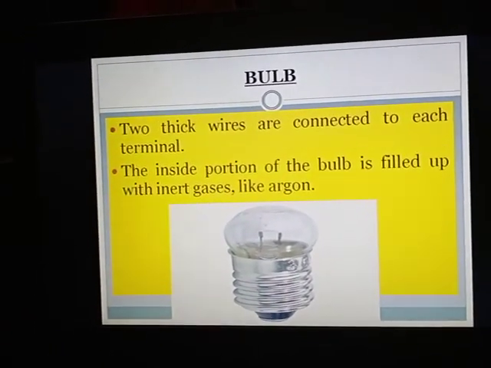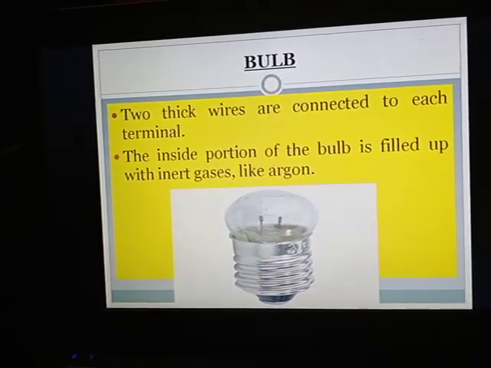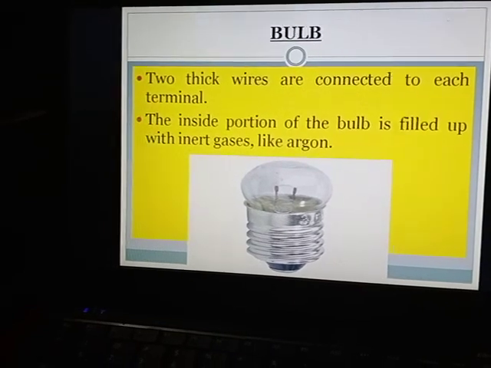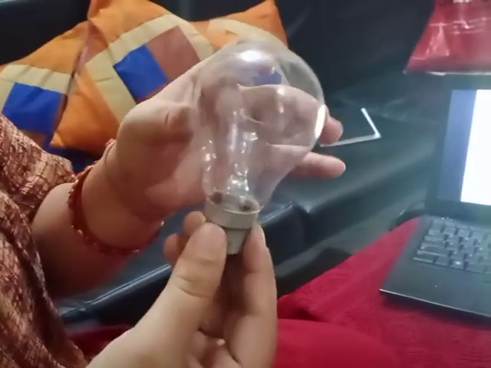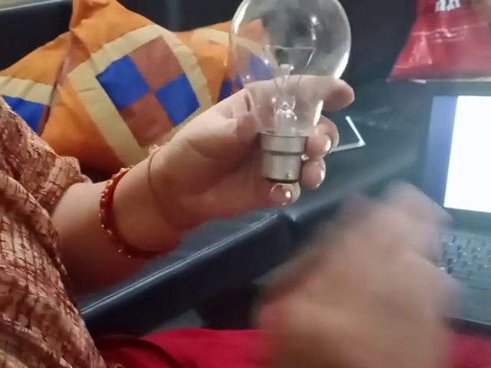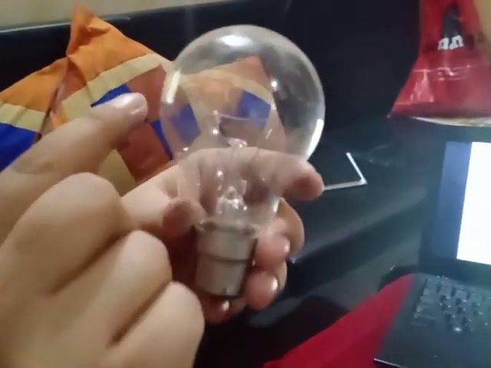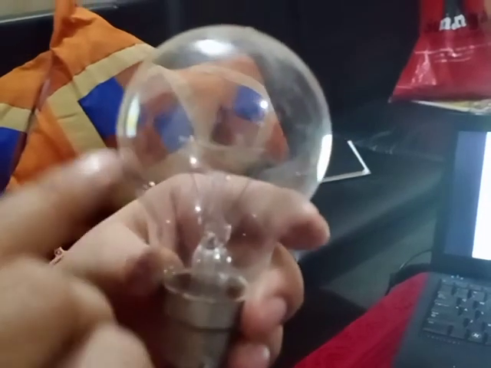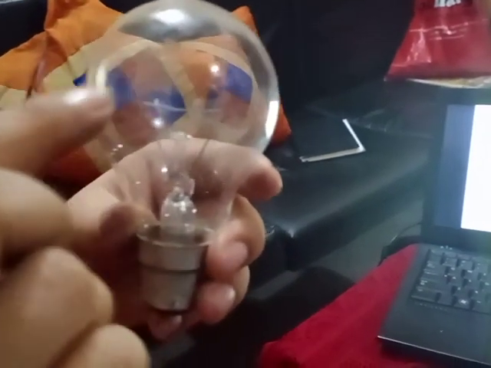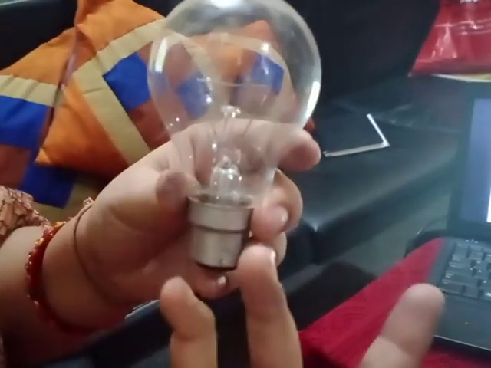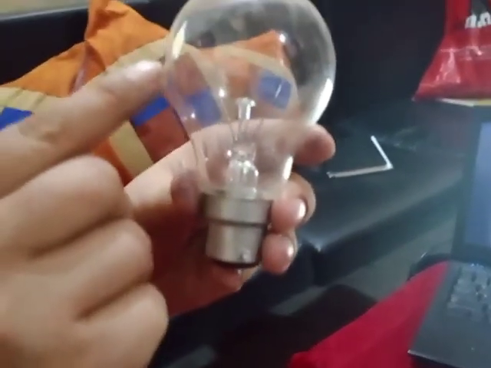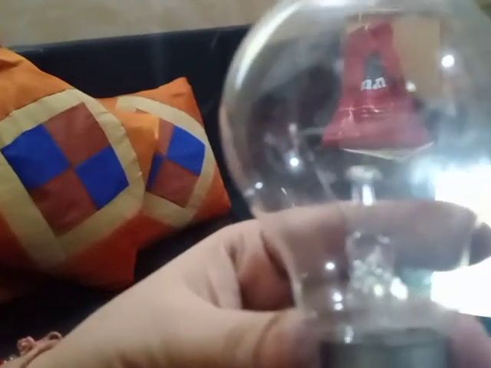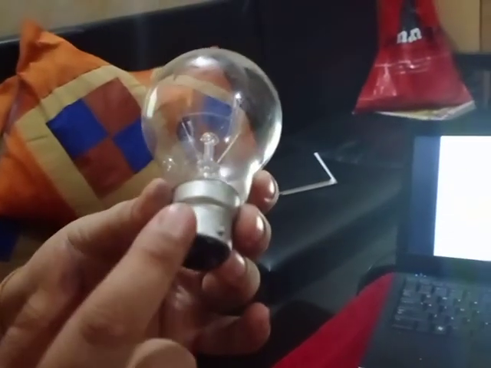I don't have a small bulb of a torch, so I will show you an electric bulb here. This is an electric bulb. Here you can see a filament. When this filament is complete, then the current will pass through it and it will glow, heat up and give off light. And these are the thick wires through which this filament is connected, and these wires are connected to the terminal of the cell. These are the terminals of the bulb.